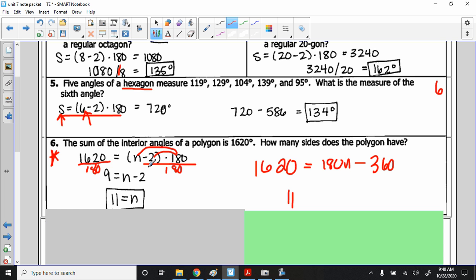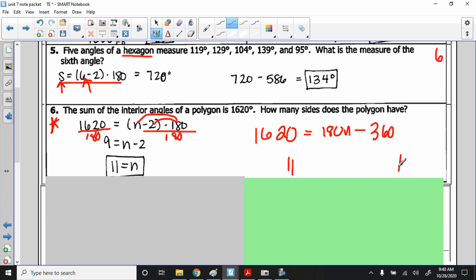Either way works, but I just get rid of the 180 because it is times this whole side. The opposite of multiply is divide. I mean, it's almost saying 1620 equals 180n. You would just divide by 180. So I divided by 180. Instead of an n, we have an n minus 2 in parentheses. And you can do that. Either way works.